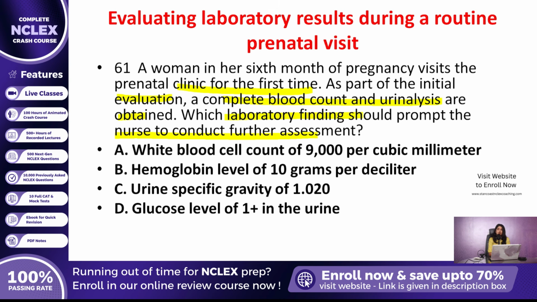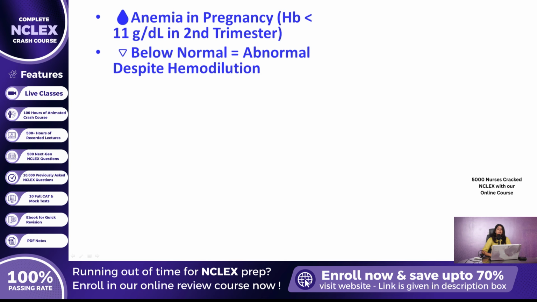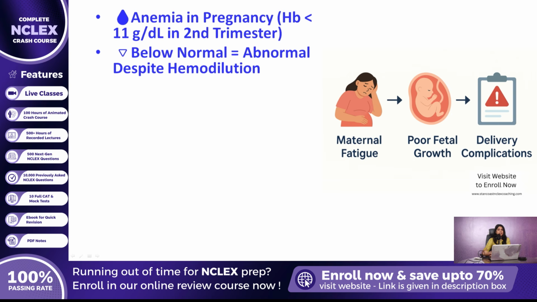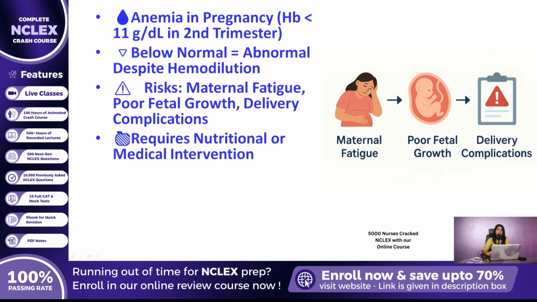The correct answer is option B, hemoglobin level of 10 grams per deciliter. While a slight decrease in hemoglobin is expected during pregnancy due to normal hemodilution, levels below 11 grams per deciliter in the 2nd trimester are considered abnormally low and indicate anemia. Anemia during pregnancy increases the risk of maternal fatigue, poor fetal growth, and complications during delivery. Further assessment and nutritional or medical intervention are needed to correct this deficiency and support both maternal and fetal health.